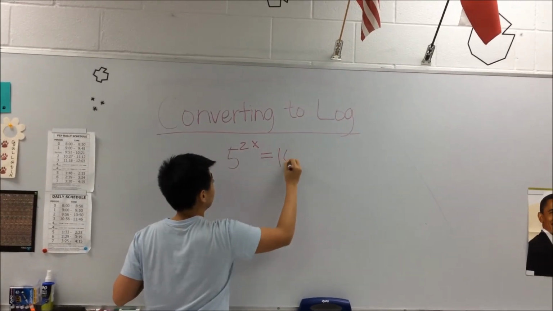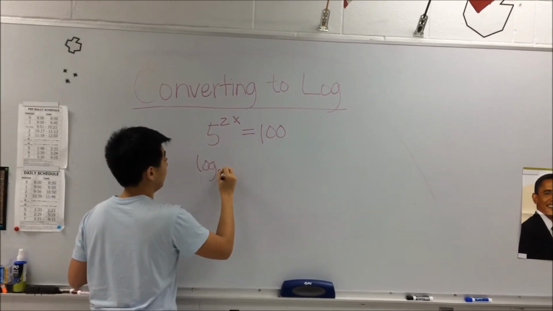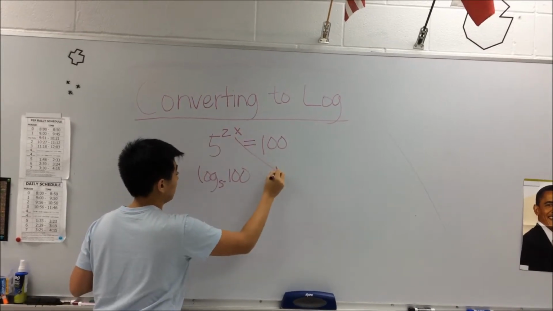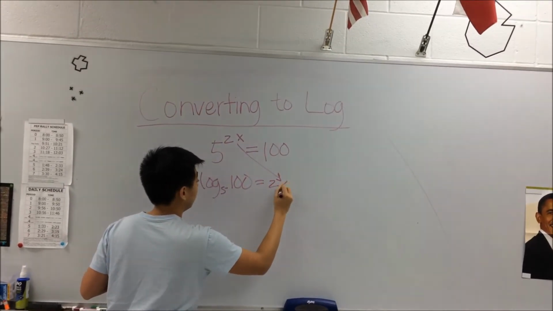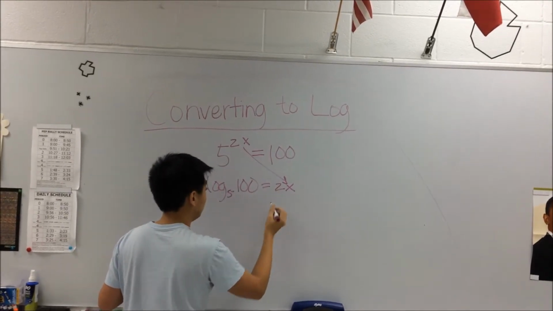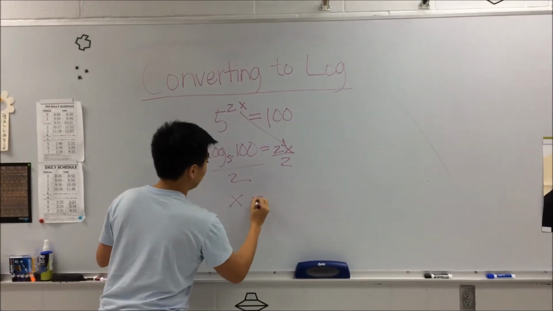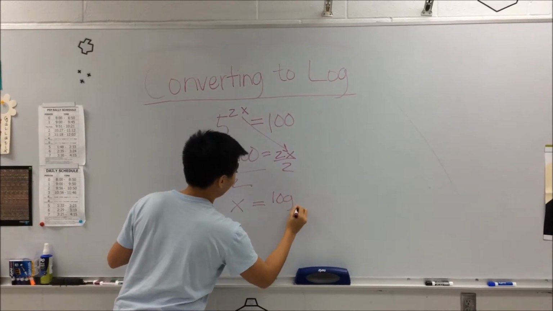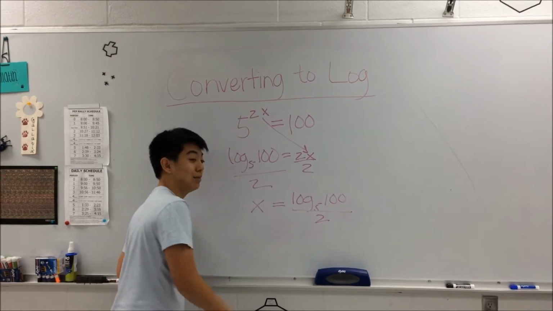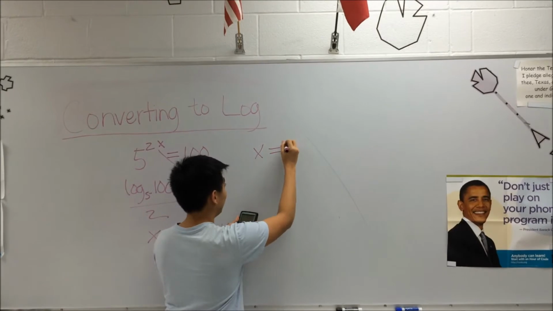Okay, so we're doing converting to logs, and our question is going to be 5 to the 2x equals 100. So what you do is you write log, and then you take the base, which is 5, and then put whatever's on the other side, which is 100, and then you take the 2x down to the other side of the equation. You want to isolate x, so you divide by 2 on both sides, and then x equals log base 5 of 100 divided by 2. To get the answer, all you have to do is plug it into your calculator. The approximate answer is 1.43.